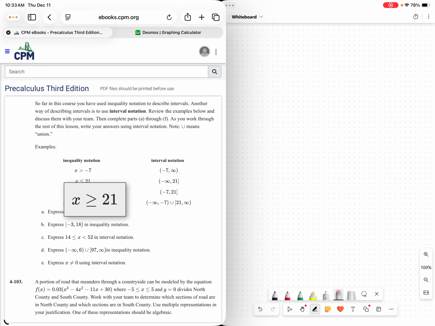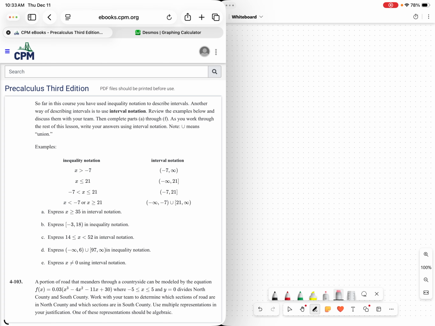And then here the or, right? x is less than -7 or x is greater than 21. So we have two different intervals here: -infinity to -7 and then 21 to infinity. That's where we have to use the union of the two. So again, let's do A through E here.